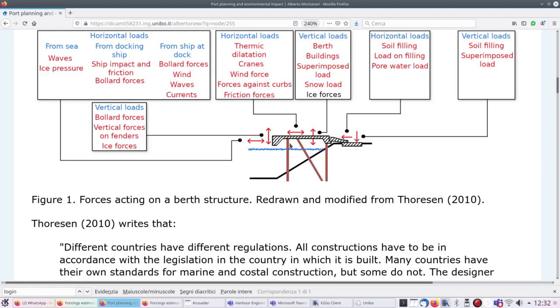is supported by piles. And in this case, the open berth has the advantage that you minimize the wave impact against vertical walls. The limitation is that usually the type of load, the amount of load that can be taken by an open berth is more limited with respect to a berth which is founded on vertical walls.